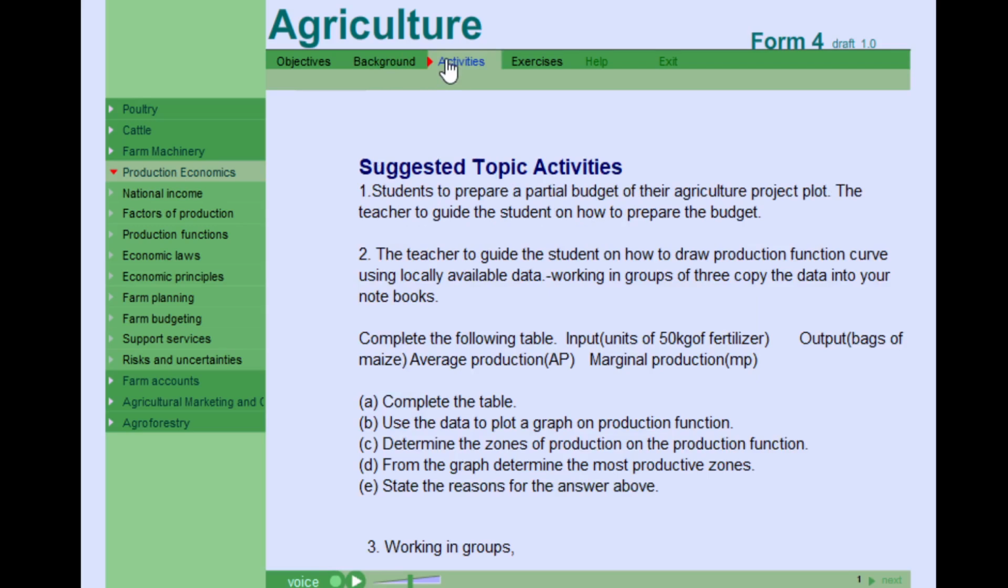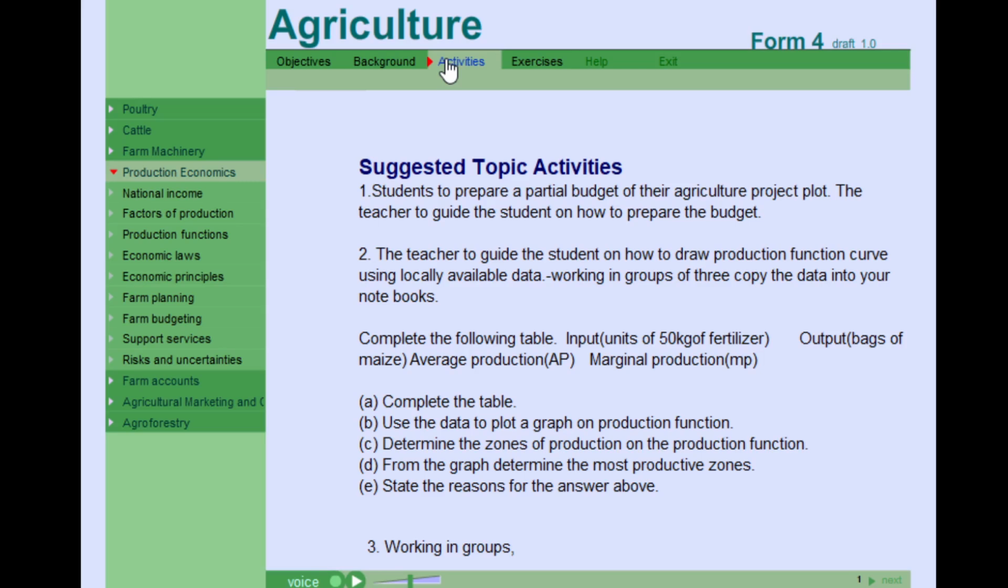Suggested activities. Students to prepare a partial budget of their agriculture project plot. The teacher to guide the student on how to prepare the budget. The teacher to guide the student on how to draw production function curve using locally available data. Working in groups of 3, copy the data into your notebooks. Complete the table. Use the data to plot a graph on production function.